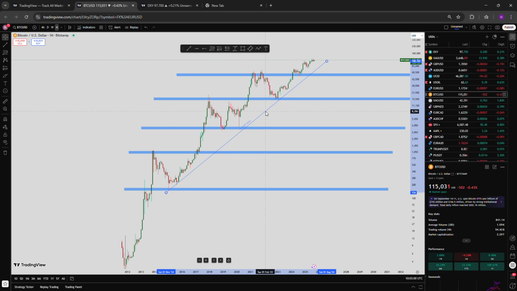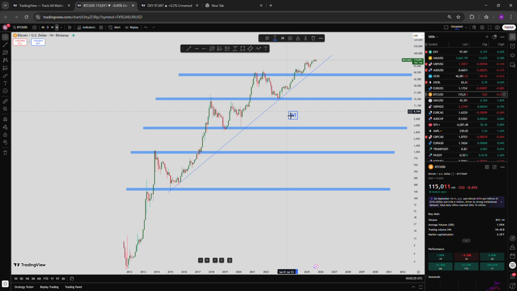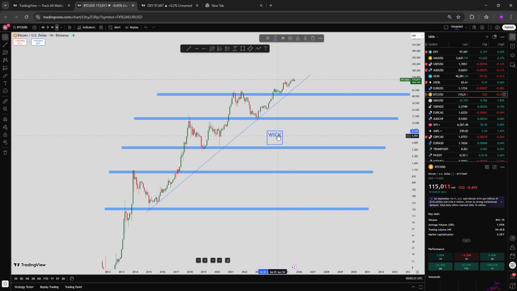This is my first wick. This is my second wick. This is my third wick. Wick. That's what I mean by wick. Are we together? This is a wick. This is another wick, and so on and so forth. So that is how to draw a trend line.